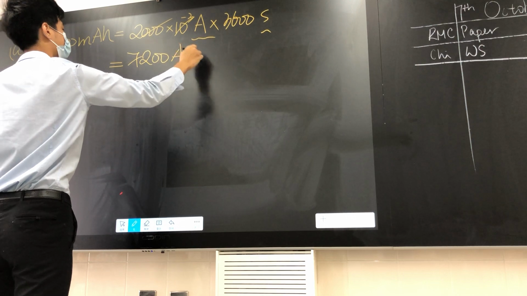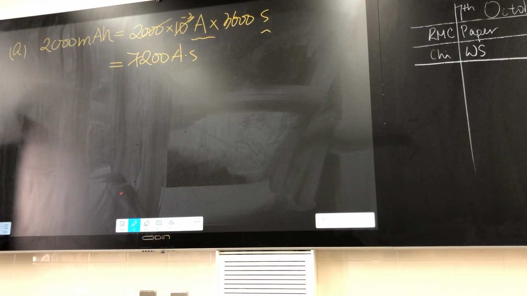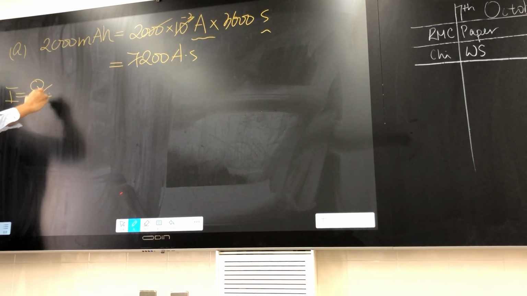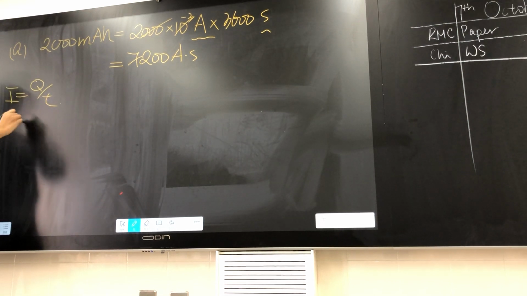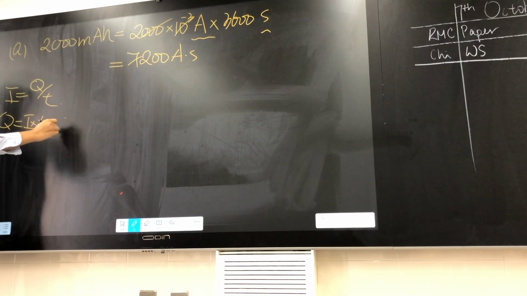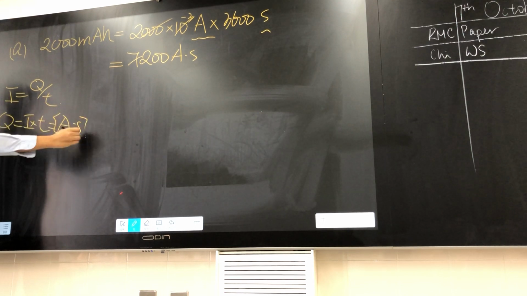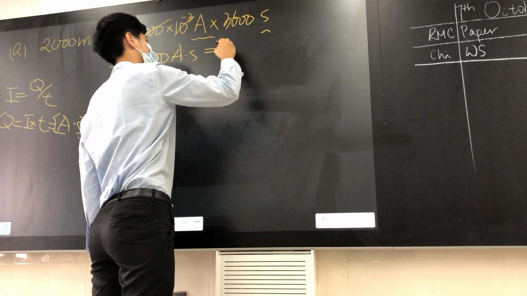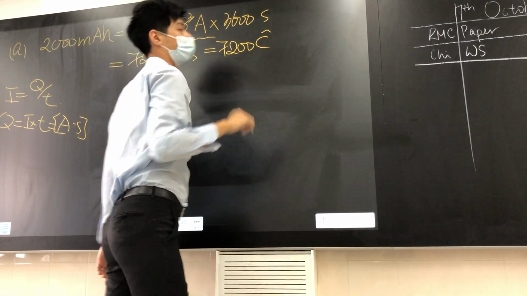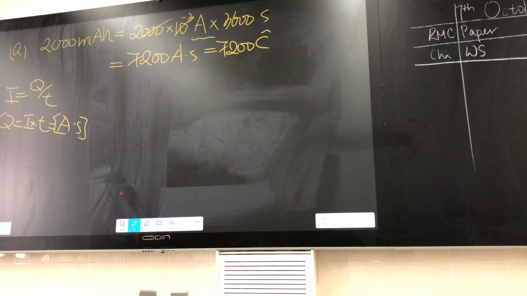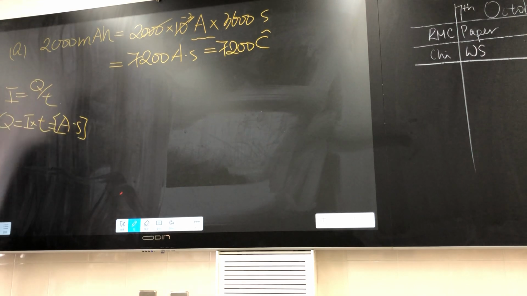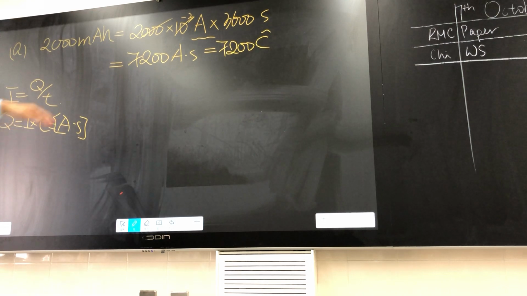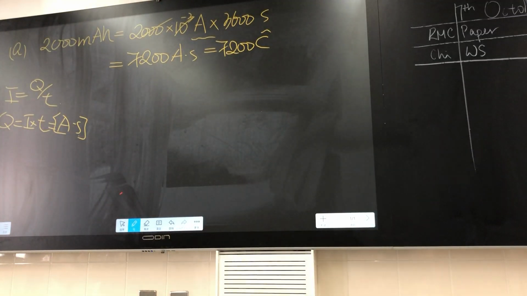7,200 ampere times seconds. What is that? If you still remember the equation, current equals to the charge over time. So if you rearrange the equation, charge equals to current times time, so equals to A times seconds. So actually, A times seconds is the unit of coulomb. So when you go to the shop and buy a power bank, sometimes you will see 2000 mAh, which means it can provide 7,200 coulombs in 1 hour.